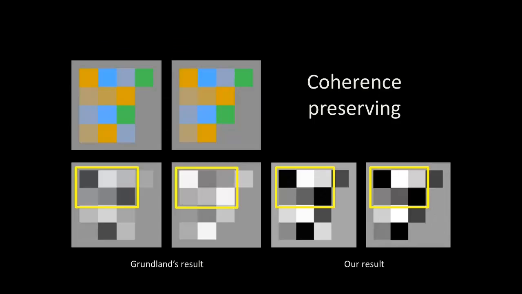Besides, to show the performance in coherence preserving, we compare our result with Grundland's result. In Grundland's result, the same color in different frames is wrongly converted into different grayscale values, which leads to color inconsistency. In contrast, the result produced by this paper has a much better performance in preserving the color consistency in adjacent frames.